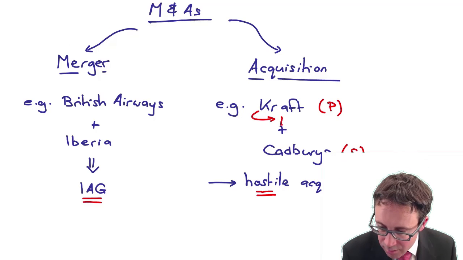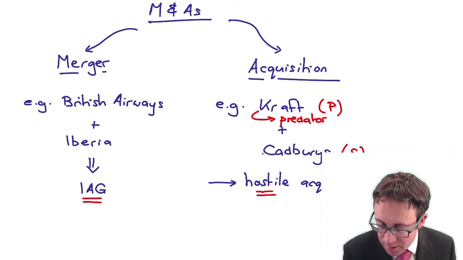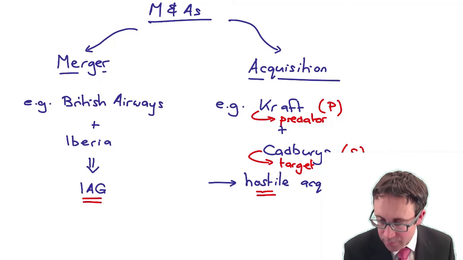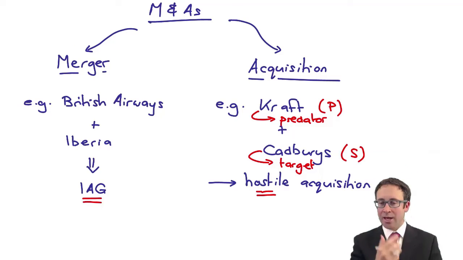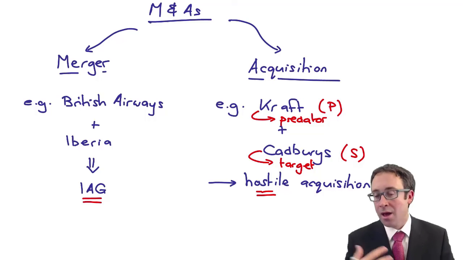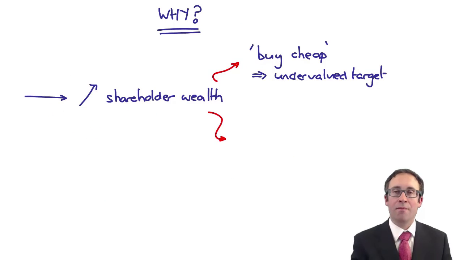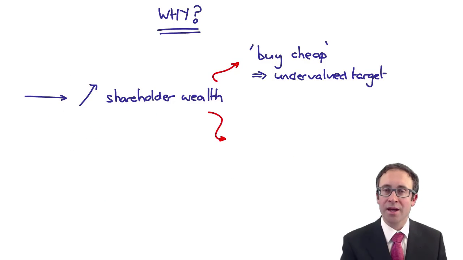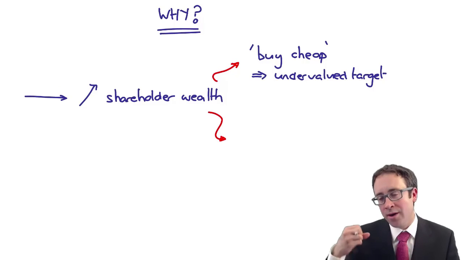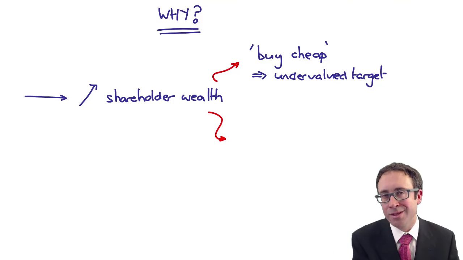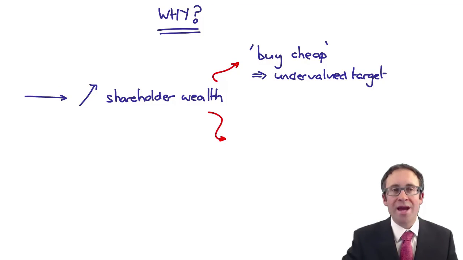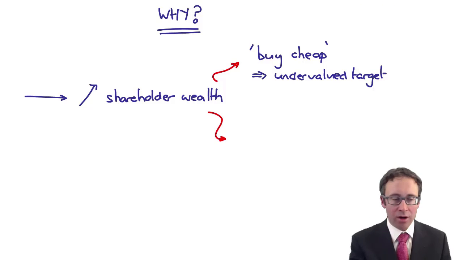The person doing the acquiring, if you like Kraft, is the predator. Cadbury's, the business being acquired, is the target company. So when Kraft were buying Cadbury's, in terms of increasing the wealth of a Kraft shareholder, they believed that Cadbury's was undervalued. They thought it was worth a lot more, so why don't we buy that business and create the value that we think it is worth?